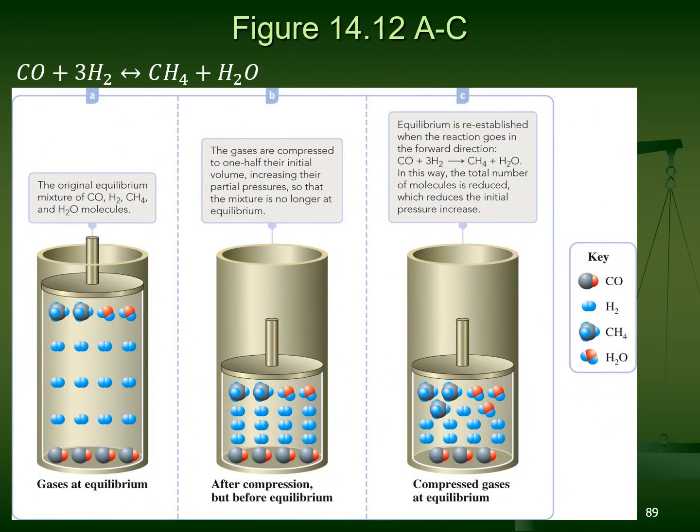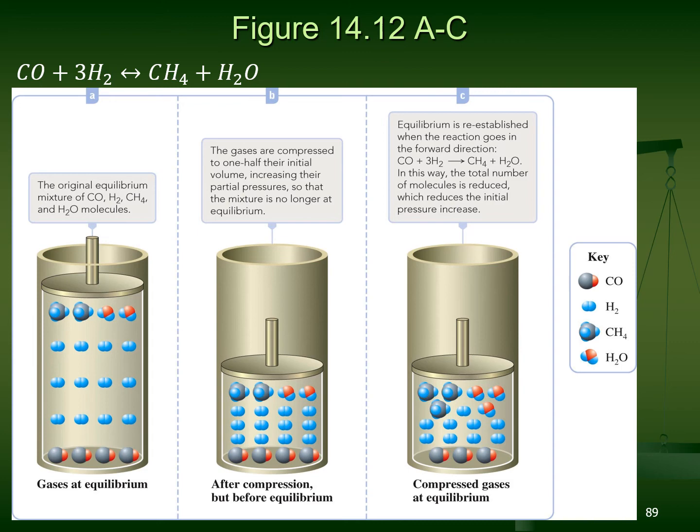So let's look at this example. Here's the reaction up on top: CO plus 3H2 gives us CH4 plus H2O. You can see here the original equilibrium mixture. It's already settled at equilibrium. Then we are compressing the gases, so we're decreasing the volume and increasing the pressure. And this is before equilibrium is reestablished.